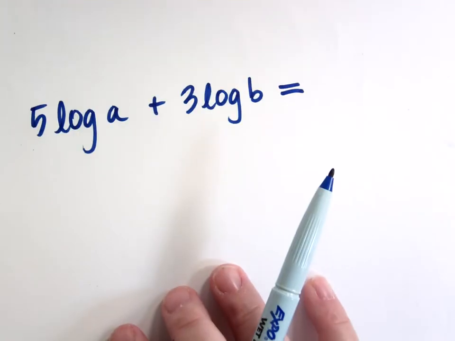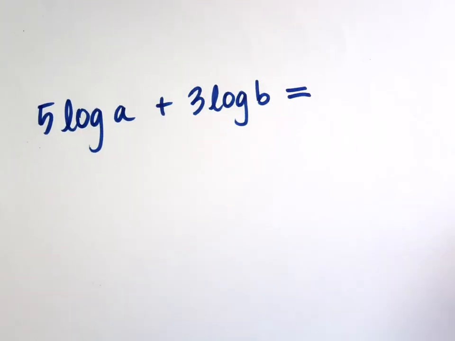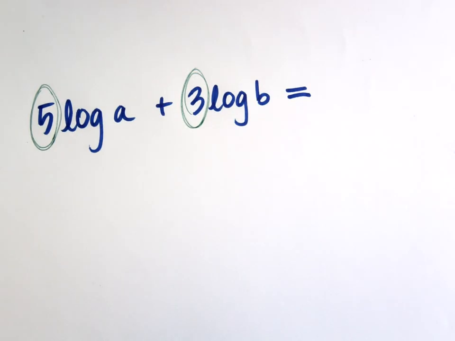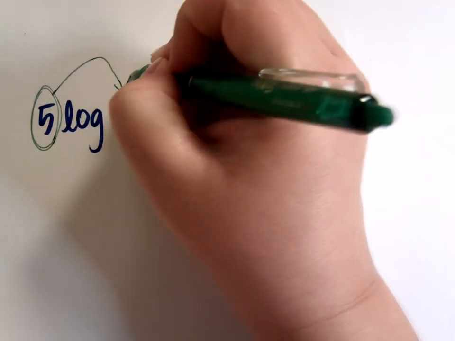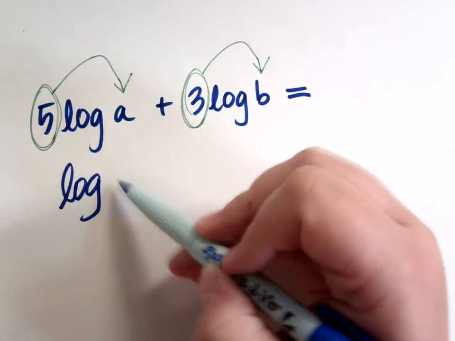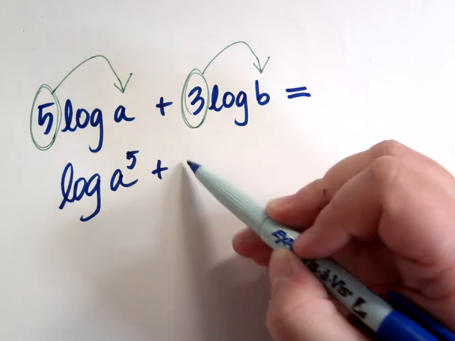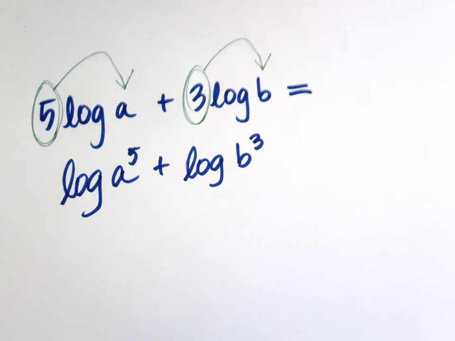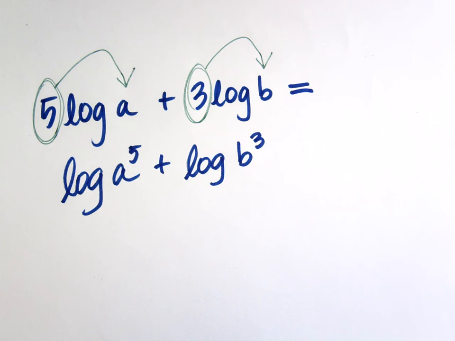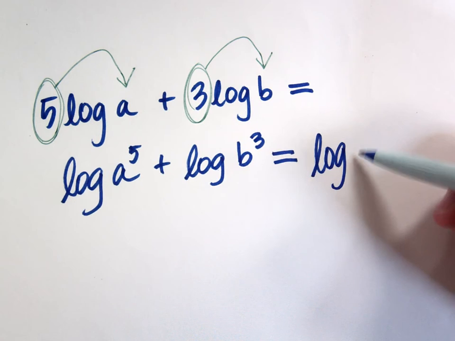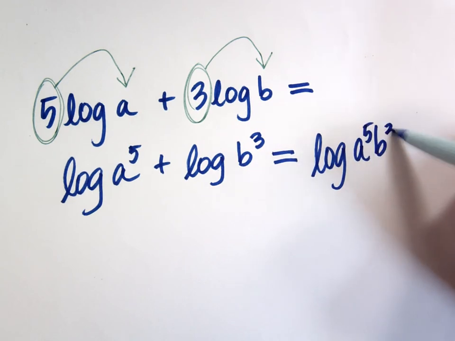To write it as a single log, I'm going to put it together as a product. But I have to take care of these first. I can't put them together with a number out front. So this has to pop up into the exponent. I have to use that power property first, and say log of a to the fifth plus log of b to the third. By the way, what's my base here? 10. There's no base, so it's 10. That's a common log. Now I can rewrite it as a single log, still common log, of a to the fifth, b to the third. And that is my answer.